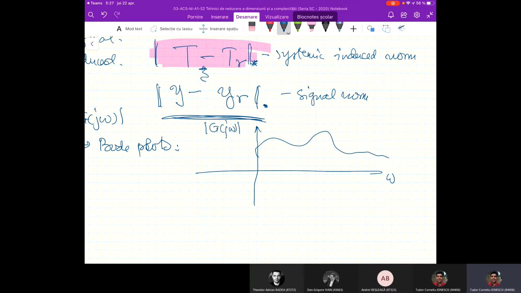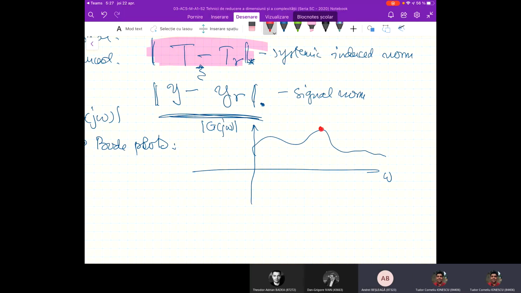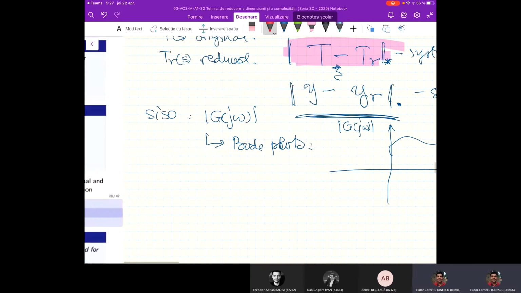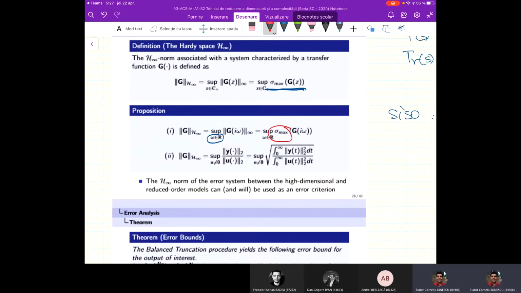At the highest magnitude, or maximum, okay? Here it is. This is very good. But this is only for single input, single output. For multiple input, multiple output, we need to use this quantity, okay? We need to use this quantity.